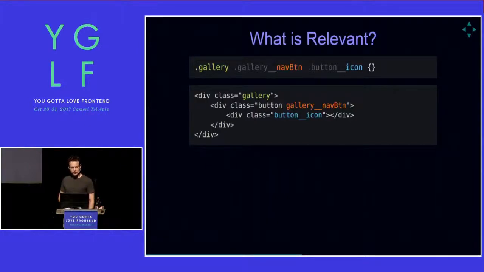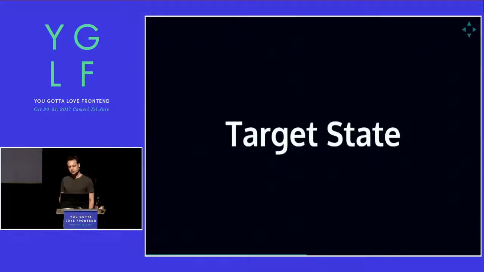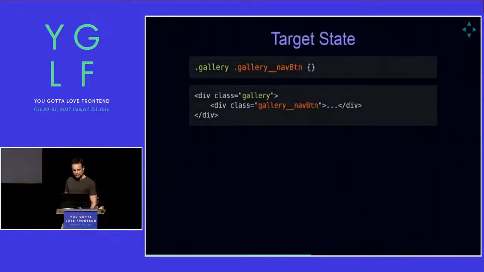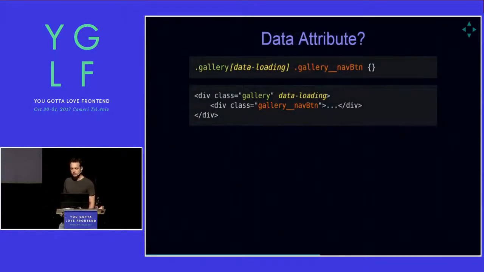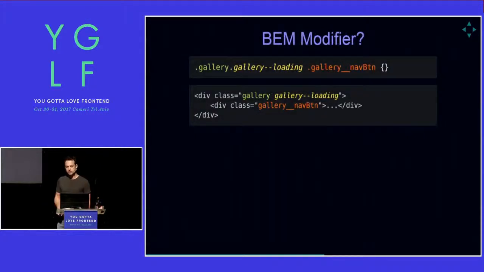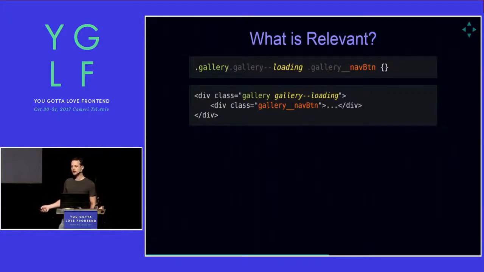But let's put this aside for a moment and talk about how we target state. We can simplify our example looking only at the gallery and nav button, and we might want to hide our nav button while our gallery is loading. So how can we express such a state? We might use a CSS class like loading on our gallery, or maybe a data attribute, or again, maybe a BEM convention. And like with our example before, we have implementation detail in our selector. And we only cared that when the gallery is loading, the nav button inner element is targeted.